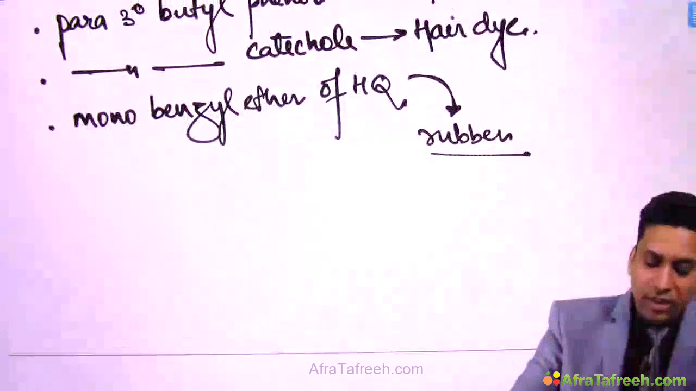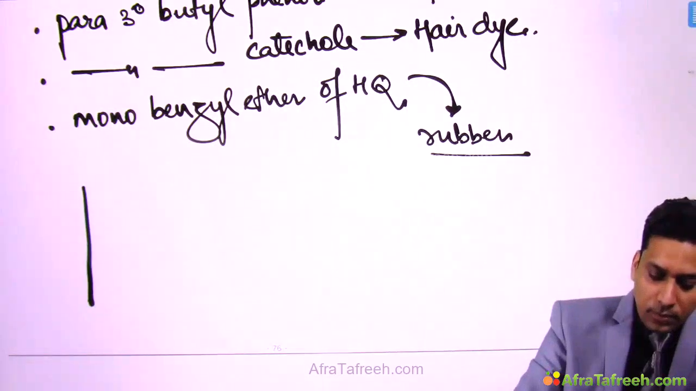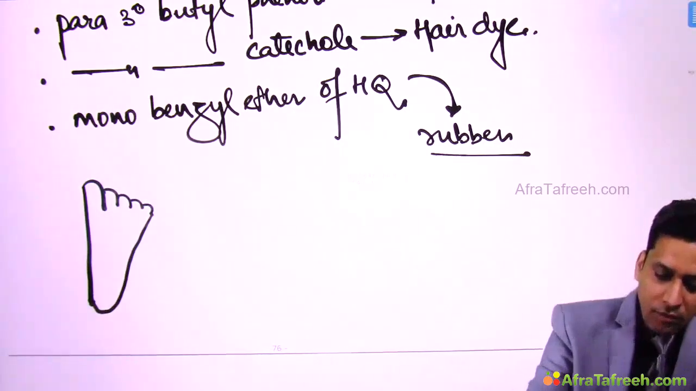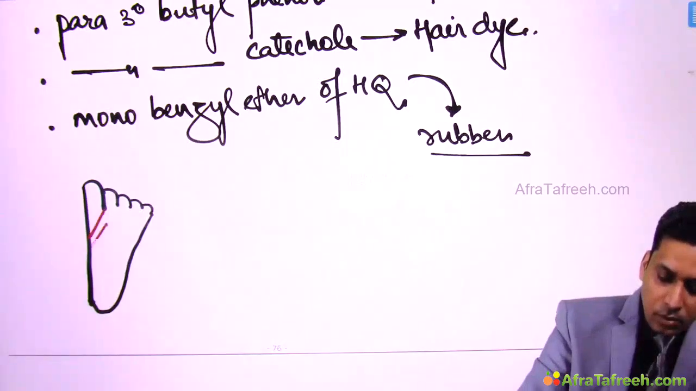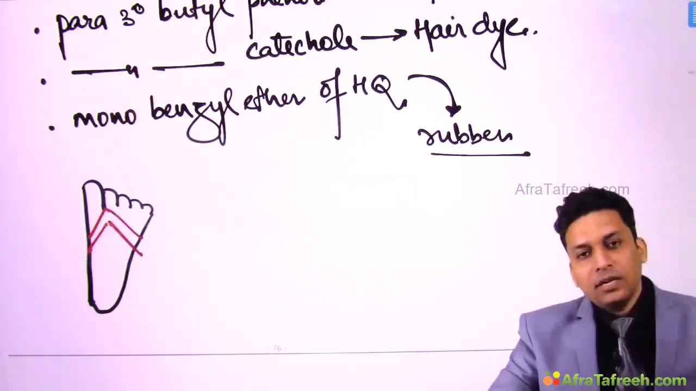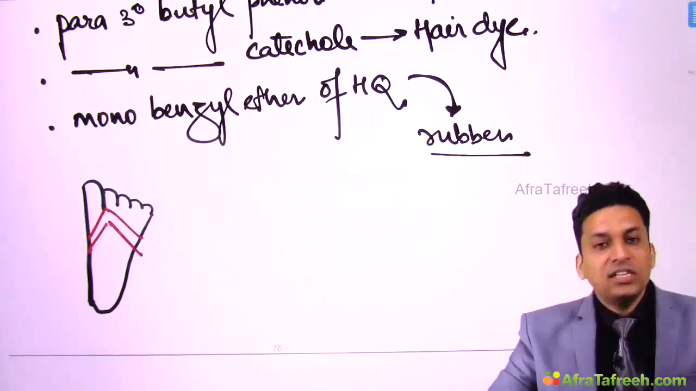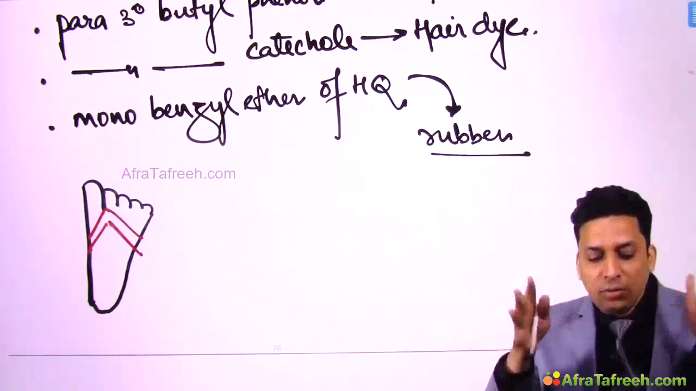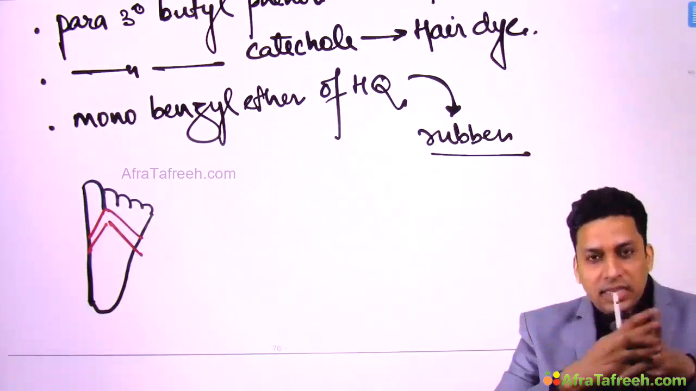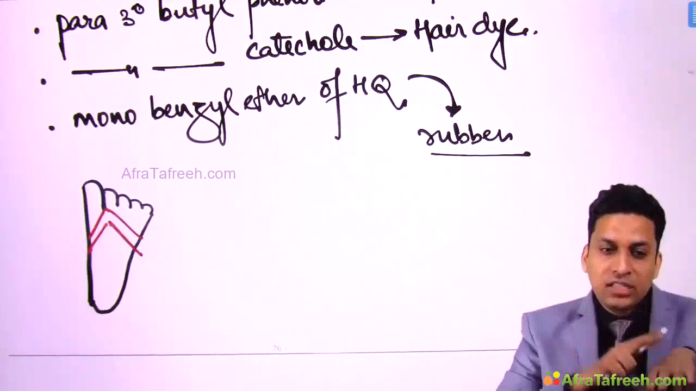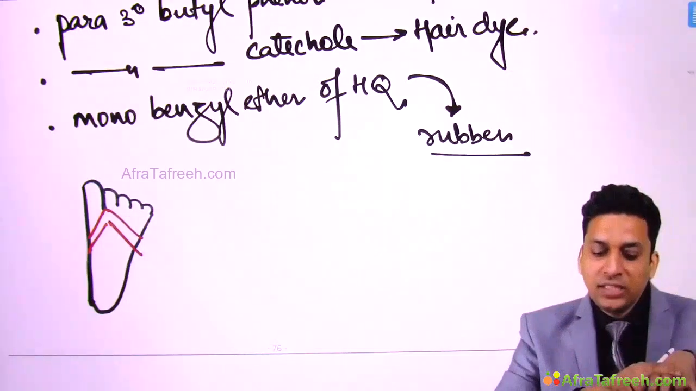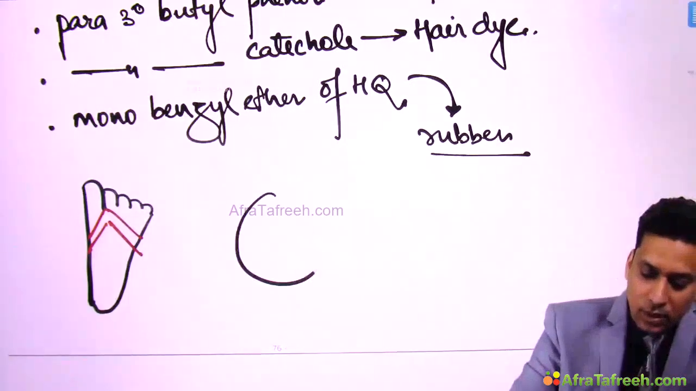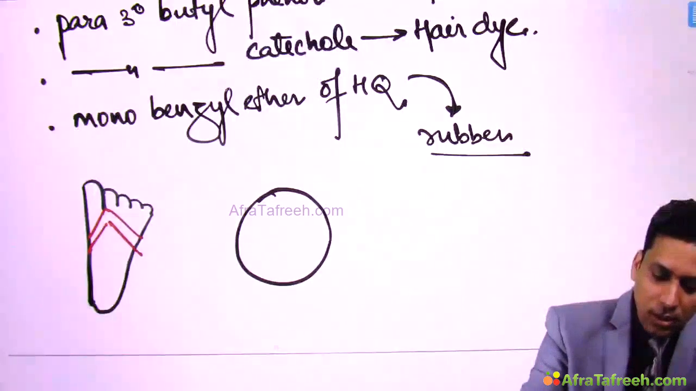Sometimes you might find that a patient comes to you with white lesions only over this side. So what is the reason? If white lesions are present only over this side, and the rest of the body is perfectly normal, what is the cause? Yes, due to rubber slippers. Wherever the rubber slipper comes in contact with the skin, and rubber contains monobenzyl ether of hydroquinone, this leads to contact leukoderma.